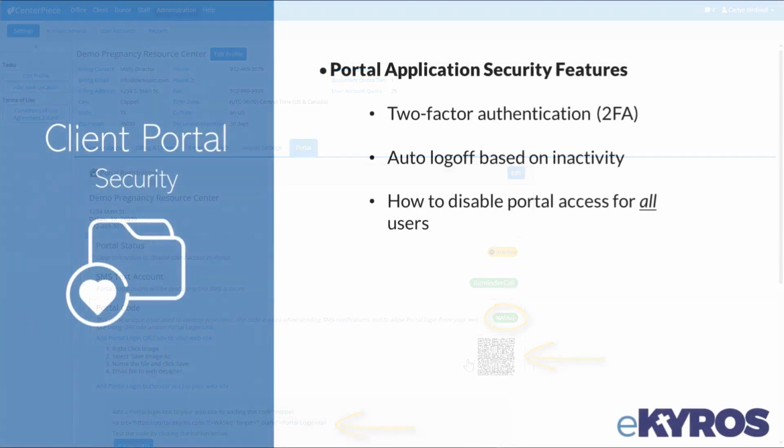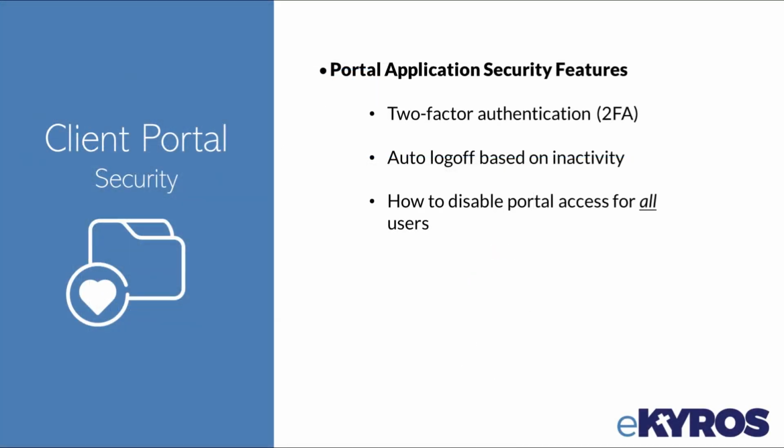Okay, so now that we've talked about how to disable access for everyone, let's now talk about disabling access for a specific client. Let's say that you have a client who is not abiding by the terms and conditions for portal use. Maybe they're using the portal to post inappropriate messages to your center or something like that. In this case, you can disable access for that specific client. We've also made this very quick and easy.